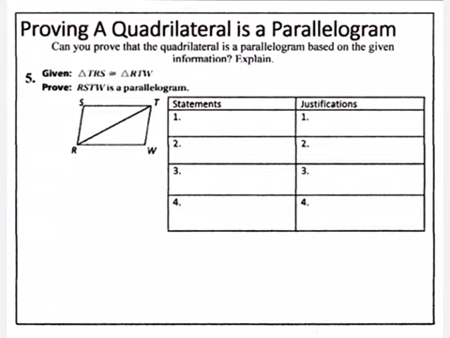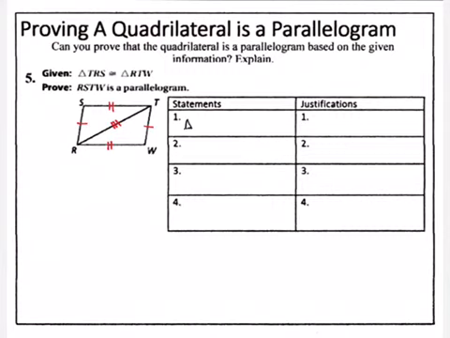So before we start the proof, if we start marking things, like the triangles are congruent, but think about corresponding pieces. So that means TR here should be congruent to itself. TS would be congruent to RW, and SR would be congruent to TW. So we're going to let that information guide us.